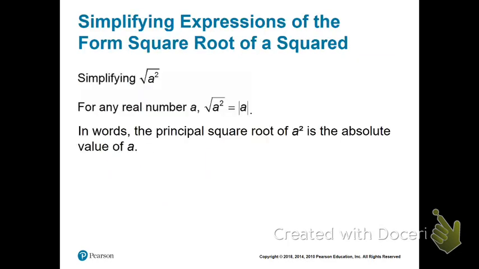Alright, so simplifying the square root of a squared. It says for any real number a, the square root of a squared is equal to the absolute value of a. In other words, the principal square root of a squared is the absolute value of a. So it doesn't matter if what's underneath there is positive or negative, it's always going to come out to be positive.